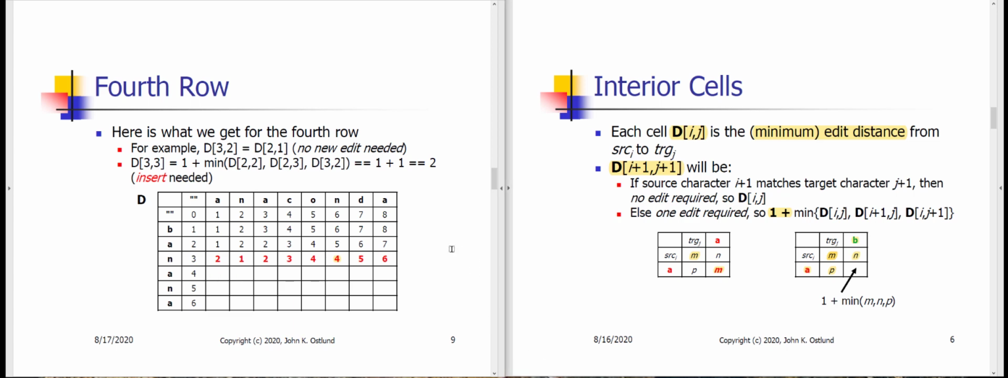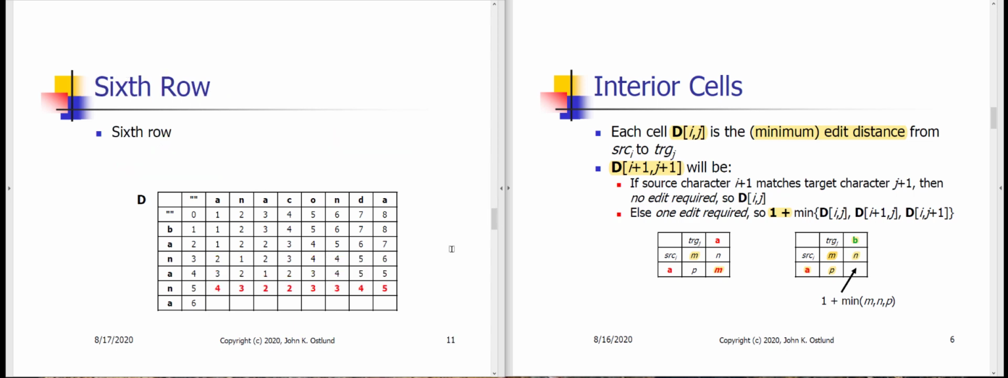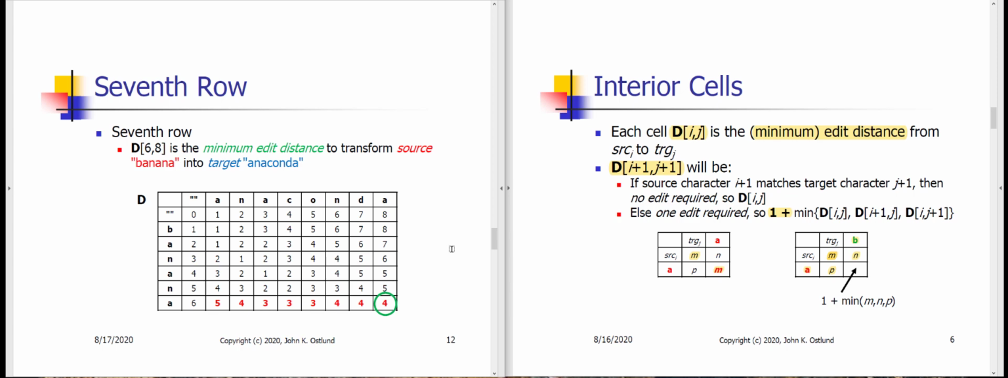Okay, so you can walk along applying our little formula here to fill in the 5th row and the 6th row and the 7th row. And now we finally have an answer to our question. The minimum edit distance in order to transform the source string of banana into the target string anaconda is 4 edits. The lower right corner here gives us that minimum number of edits that we have to do to transform banana into anaconda.